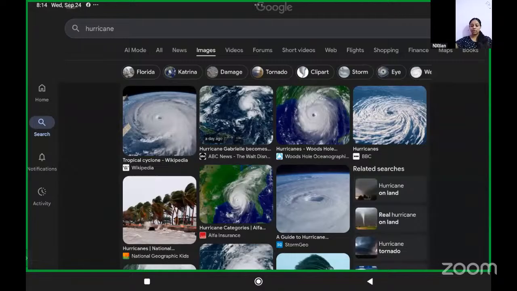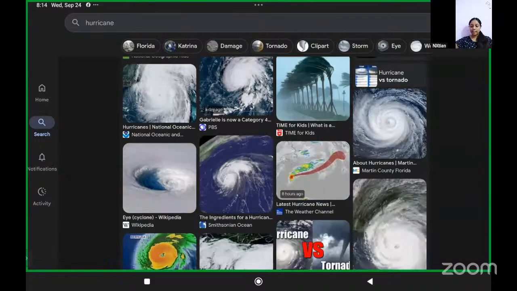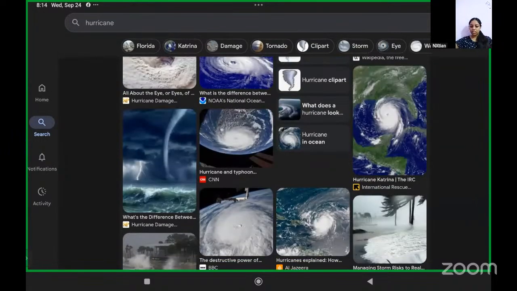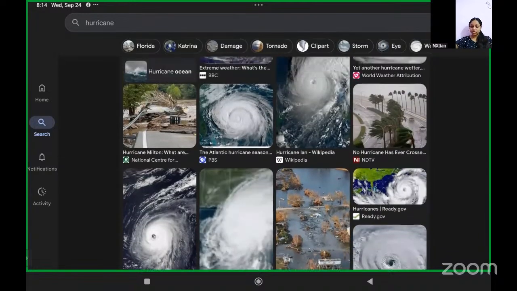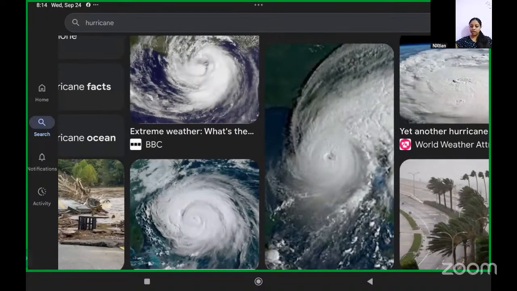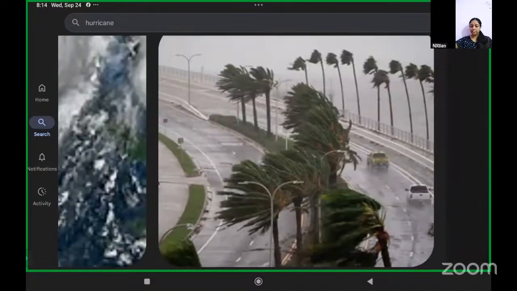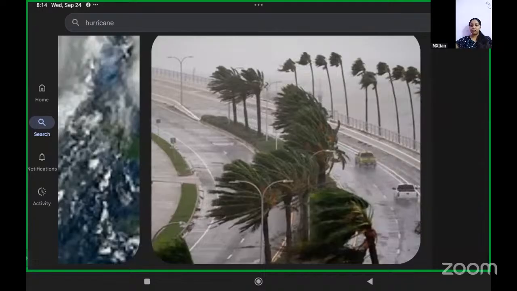This is how it looks. These are satellite images of a hurricane. Extreme floods, rain, this is the effect basically. You can see the wind, heavy wind, and heavy rainfall. This is the effect in the nearby areas of this hurricane. All right.